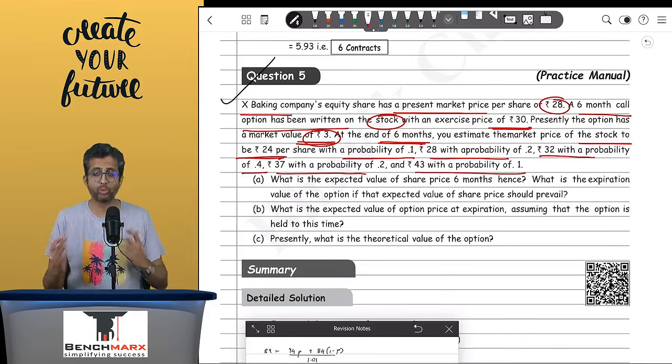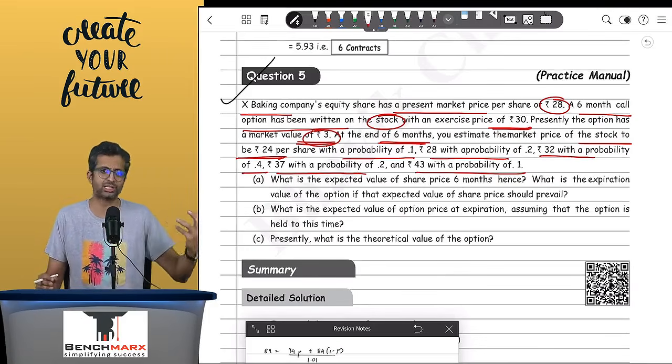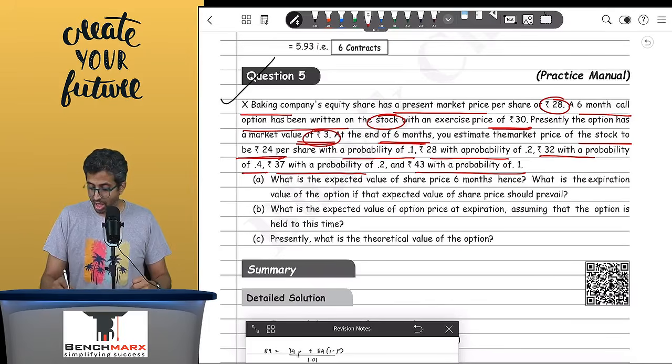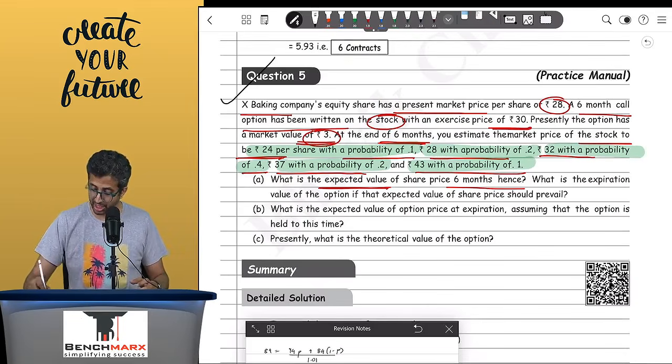For it to be binomial, there has to be only 2 possibilities. Here there are multiple possibilities, and hence we do not say that this is like a binomial. What is the expected value of the share price 6 months hence? So they're just asking you what is the value of the share, which is a probability based weighted average, where you will say that the value should be 24 into 0.1 plus 28 into 0.2 plus 32 into 0.4 plus 37 into 0.2 and 43 into 0.1. So if you do all of this, the expected price of the share comes to, let us say, 32.5.